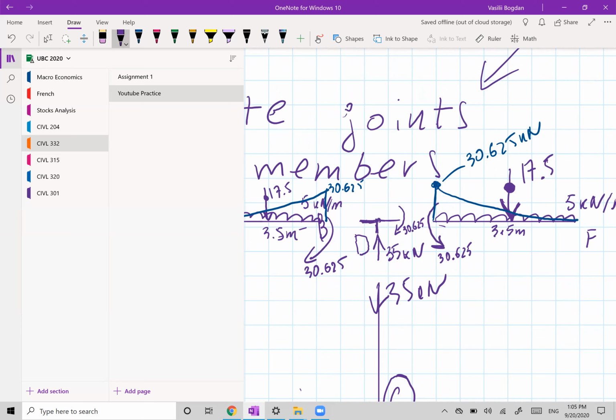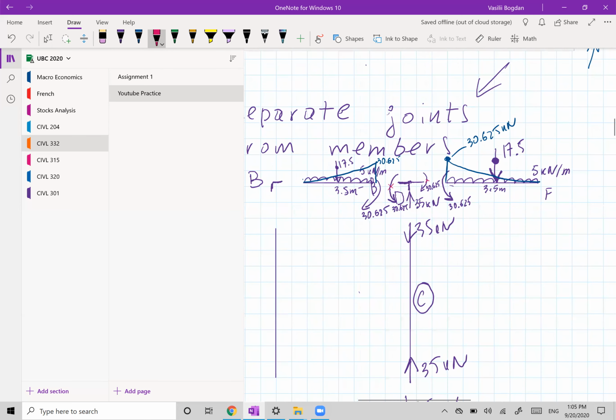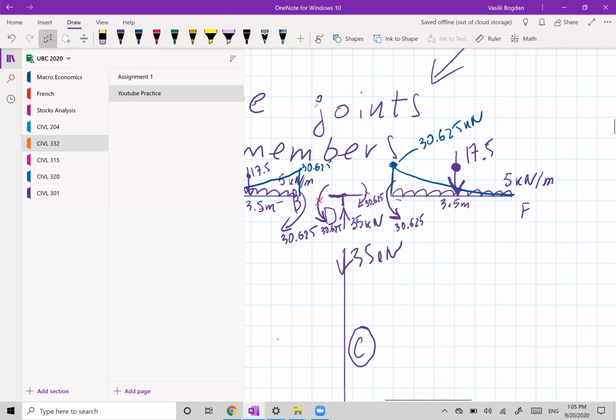So 30.625 kilonewtons on the end of the beam. We mirrored, okay, 30.625, and now you see that they cancel out. Actually, this will cancel this, which is what we want. We just proved equilibrium. So moment diagrams are done. Let's do a shear diagram.